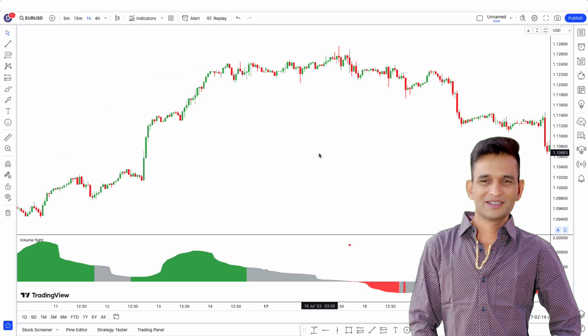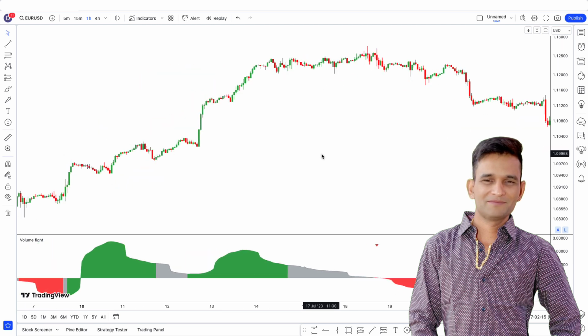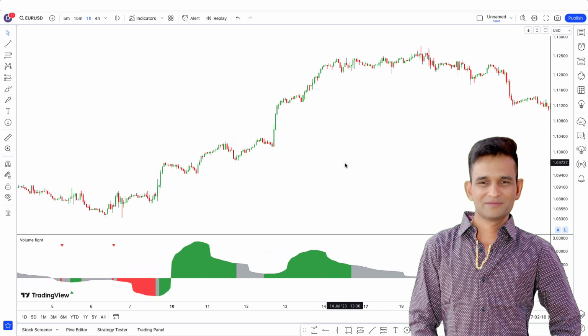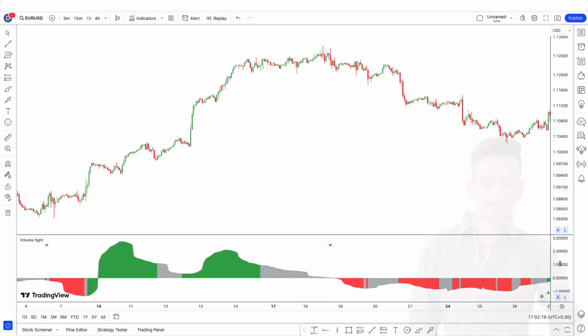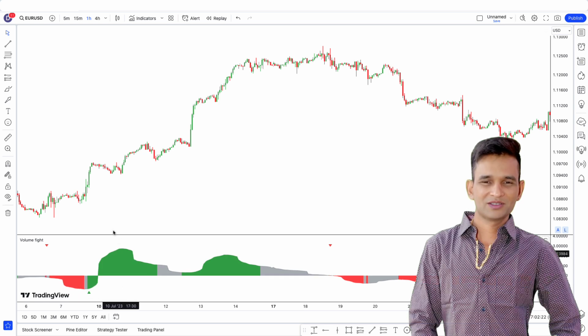And as you can see, it's added here below the chart. It's in the form of an oscillator that is moving above and below the center line, which is 0. When a green triangle appears on the chart, it shows that the bulls are dominant in the market and the histogram also turns to green color.